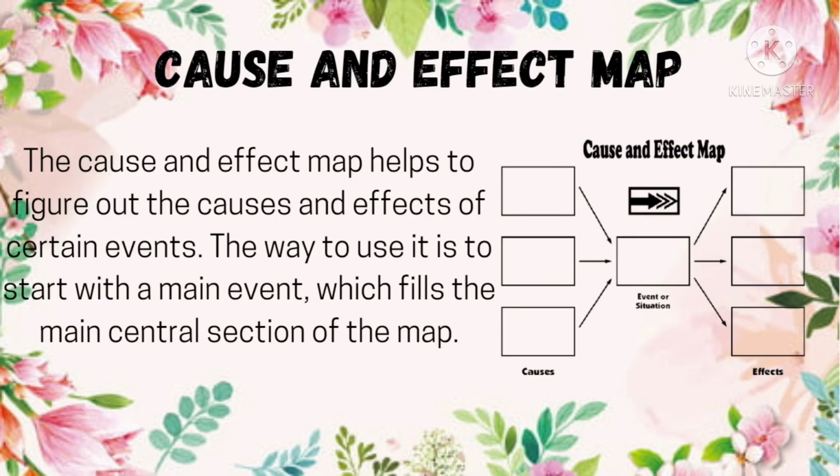Cause and effect map. The cause and effect map helps to figure out the causes and effects of certain events. The way to use it is to start with the main event, which fits the main central section of the map.